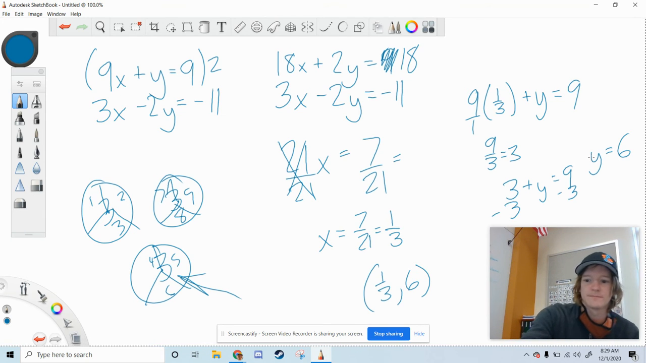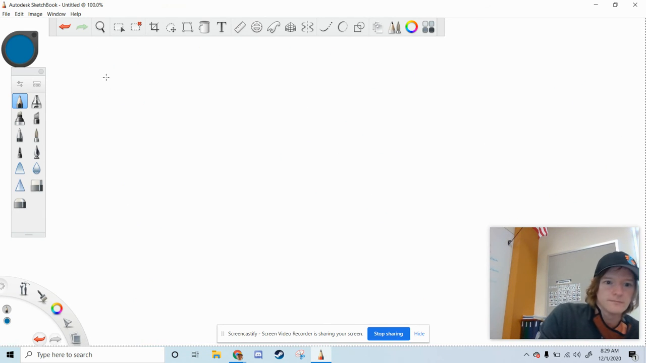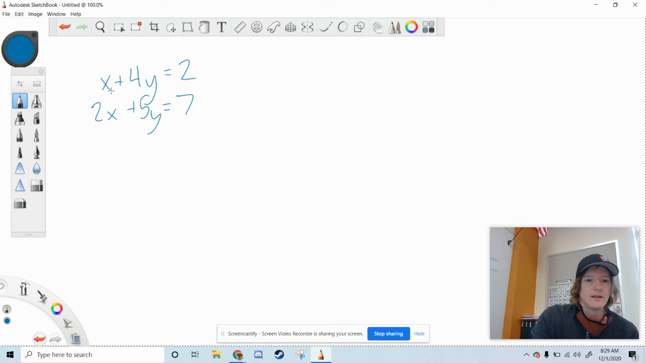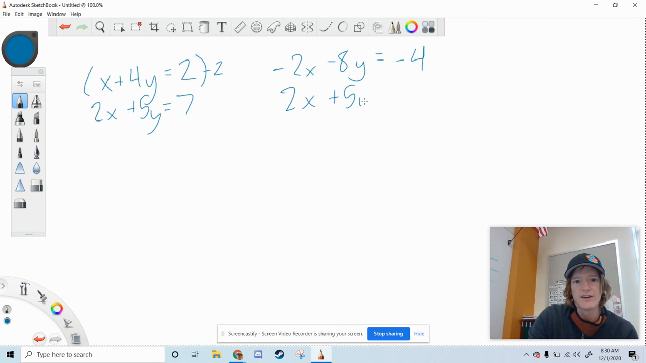All right, 4 more. x plus 4y equals 2. 2x plus 5y equals 7. Let's get rid of the x's. We'll have to change the top one to make it negative 2x. So times negative 2. We'll have negative 2x minus 8y equals negative 4. 2x plus 5y equals 7. We'll keep the bottom one the same. The x's go away. We'll have negative 3y equals 3.